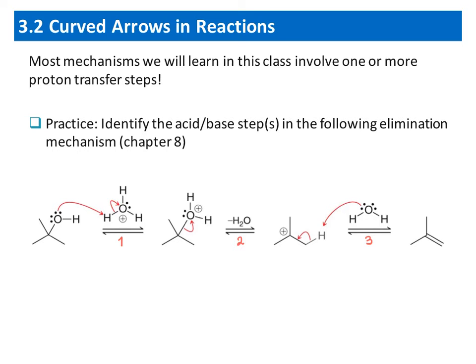Alright, so let's look at step 1. Is this a proton transfer step or not? Yes, it is. So the alcohol attacks the hydronium ion, our acid, to take the proton, and then the bonding electrons move onto oxygen to form these species. So this is a proton transfer step.